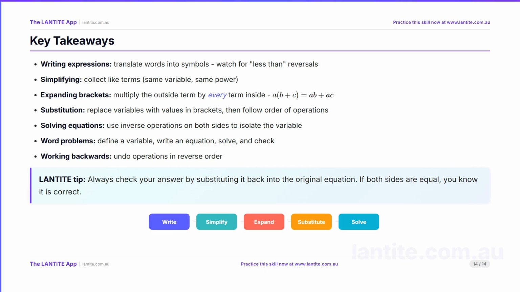For word problems, define a variable, set up an equation, solve it, and always check your answer. Working backwards reverses the chain of operations. On the LANTITE, always substitute your answer back into the original equation to verify. Good luck with your practice.